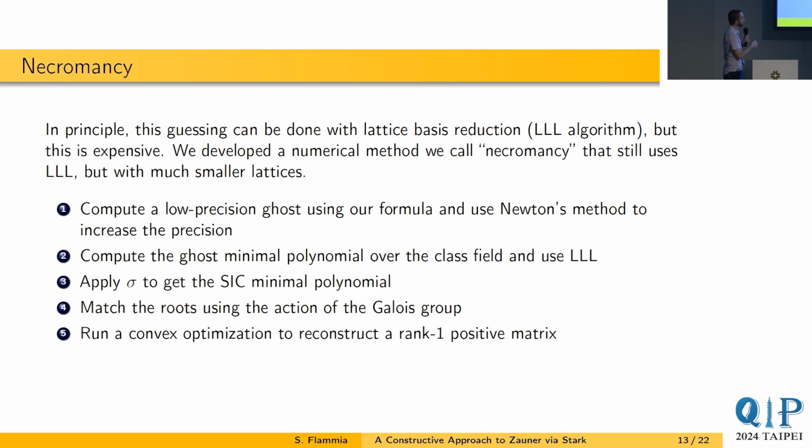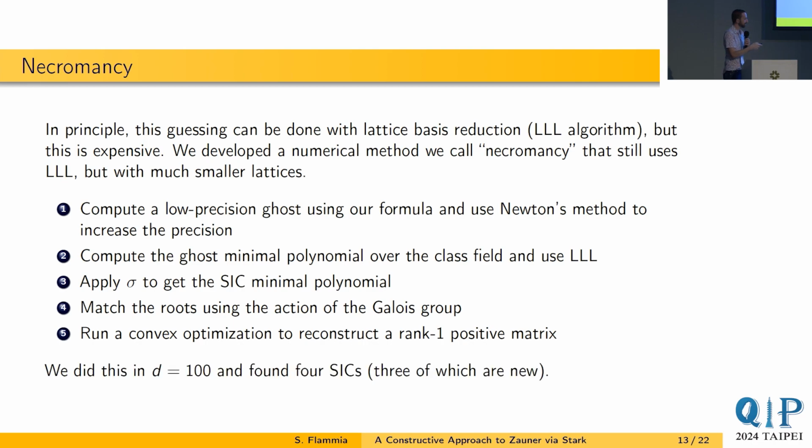And it turns out in the end, we have to run a convex optimization from compressed sensing of all places in order to reconstruct this rank 1 matrix, which was kind of interesting to me because I had previously written papers about that. So kind of came full circle. We actually did this in dimension 100, and we found 4 SICs, 3 of which are new. And this procedure is relatively fast.